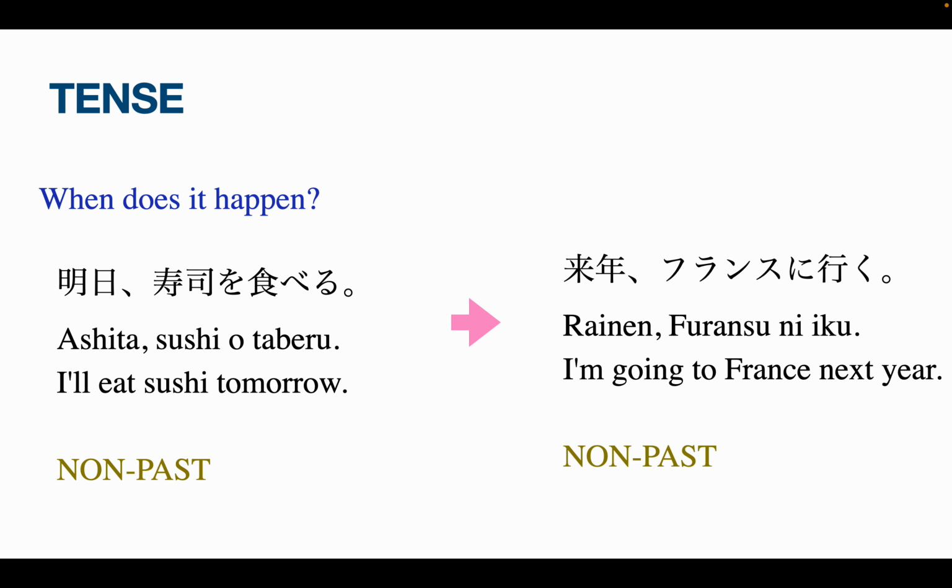So, grammatical tense and actual time reference are related, but they are not always exactly the same thing. When studying basic Japanese tense, remembering the distinction between past and non-past is very useful. So, tense. When does it happen?